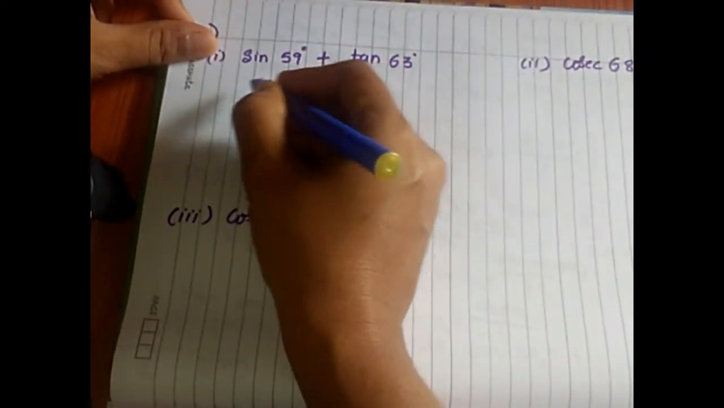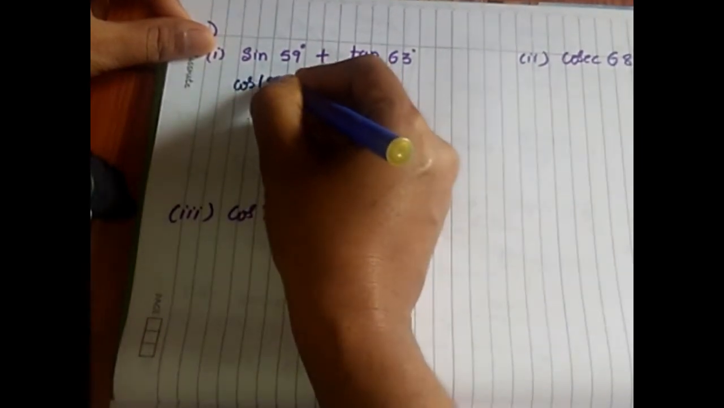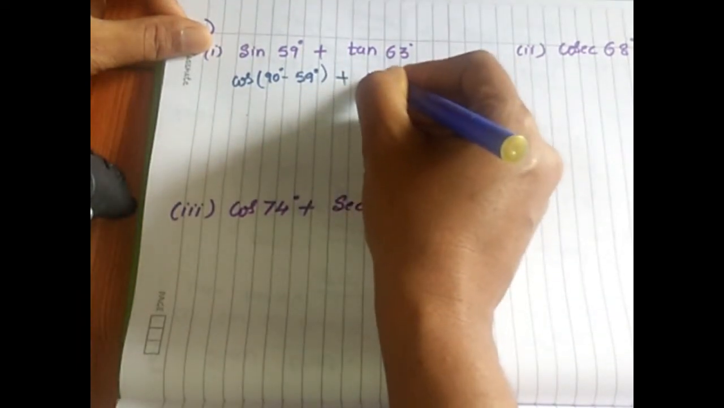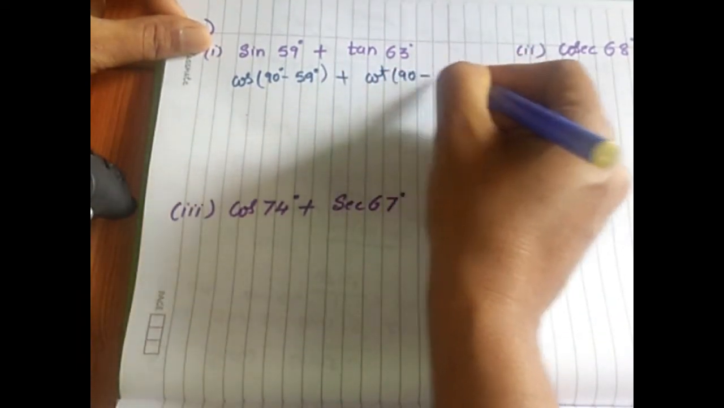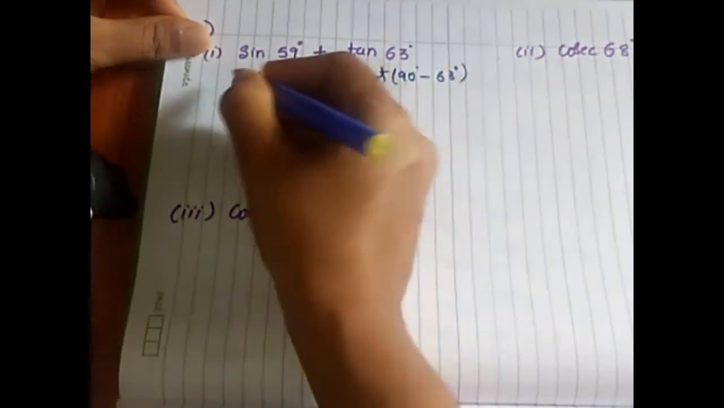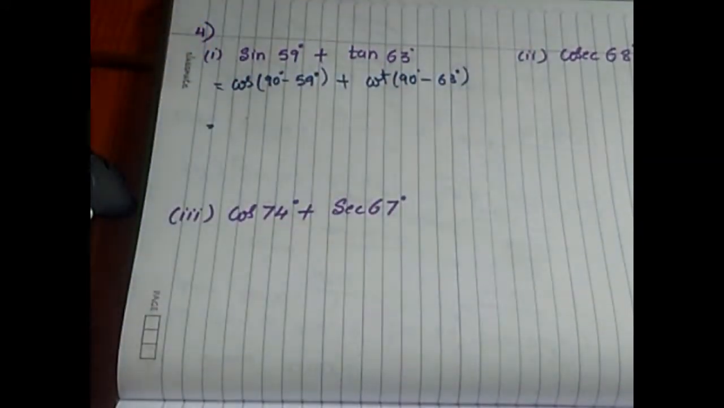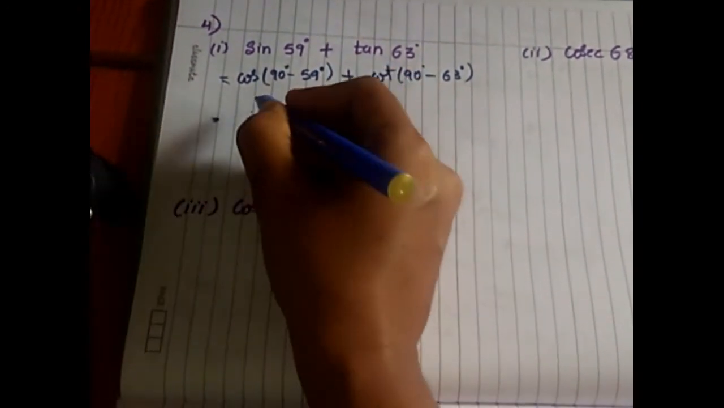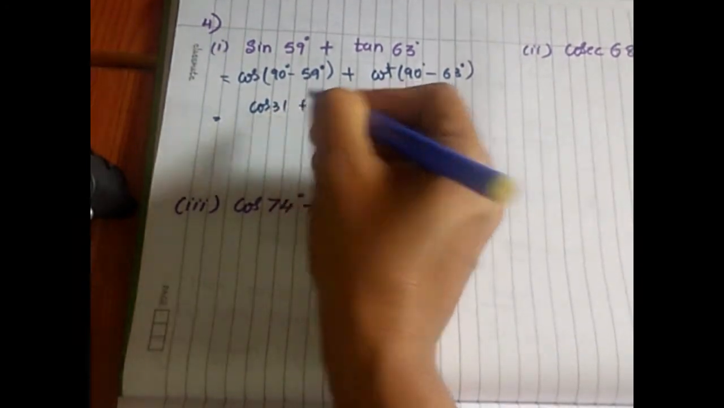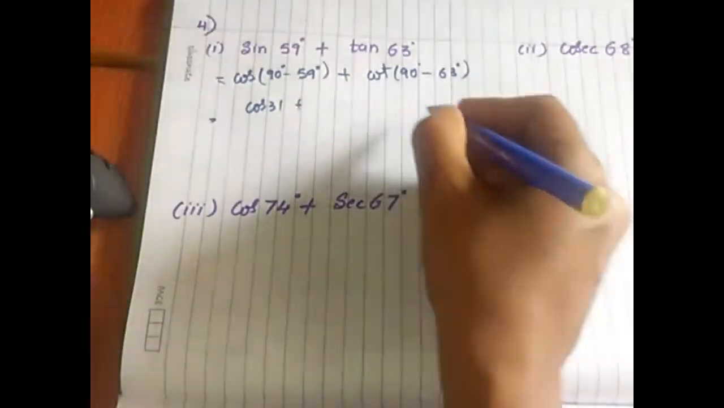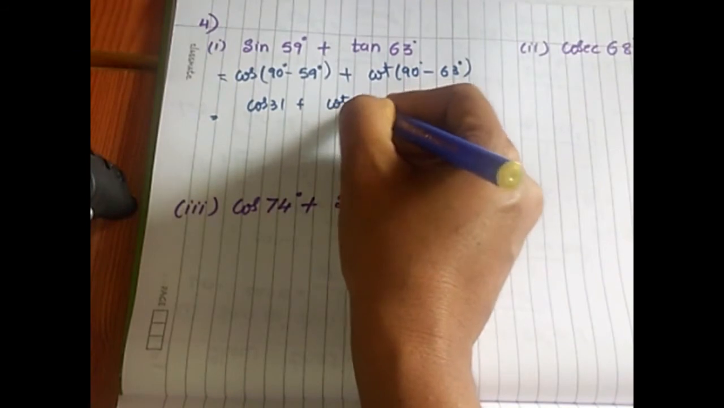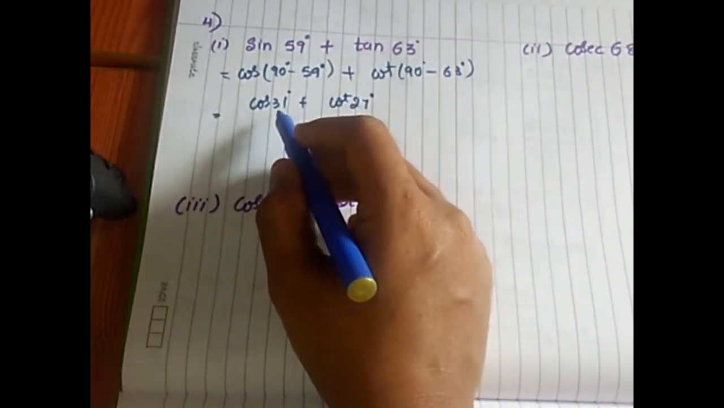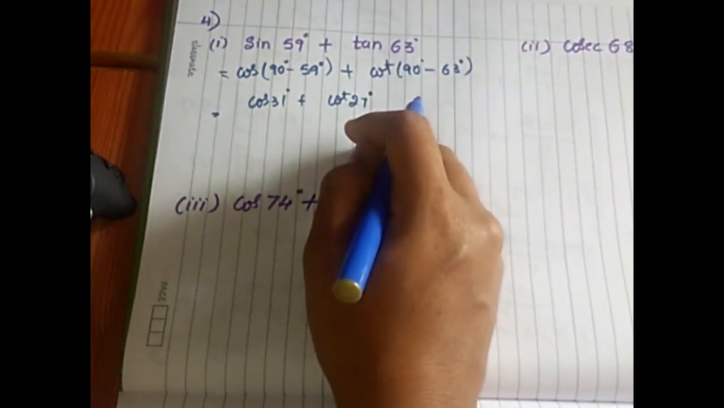Let's see what happens. Sine theta is equal to cos 90 minus theta, and tan theta is equal to cot 90 minus theta. Now do it. What is 90 minus 59? That is equal to 31. That is cos 31, plus 90 minus 63, it is equal to cot 27 degree. So the angles were converted so that they are between 0 and 45.